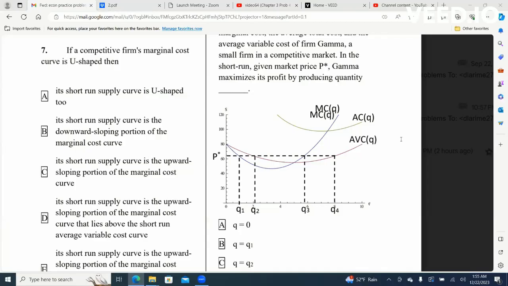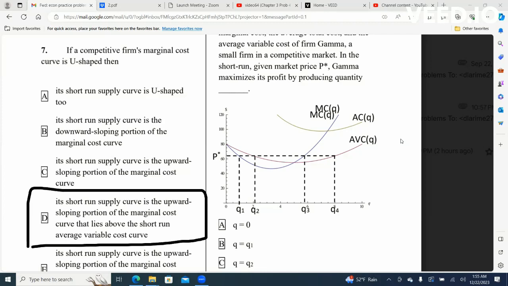Okay, so we continue with number 7. Some things are just basic definitions. We're re-outlining some of the important parts of chapter 3. But number 7, if a competitive firm's marginal cost curve is U-shaped, then, and the answer is going to be D if we look through all of that.